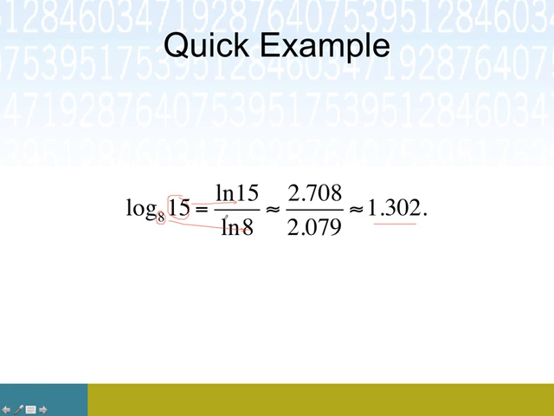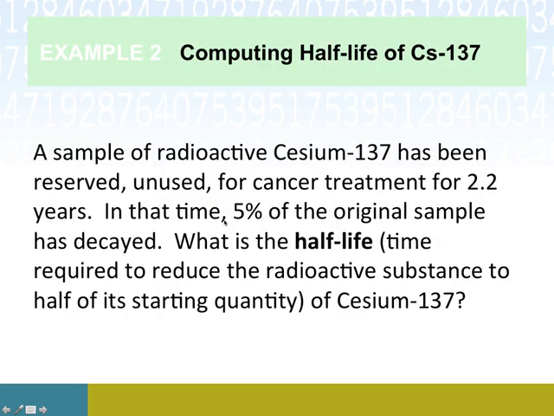Okay, so there's the conversion formula, sometimes called the change of base formula for logarithms. So let's do one more application. We've got some cesium-137. It's been reserved for cancer treatment, but it hasn't been used in that time.